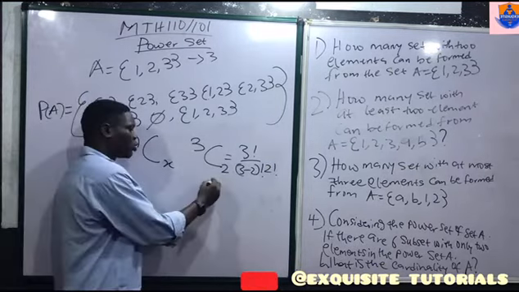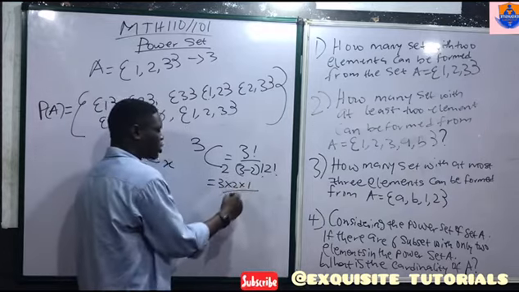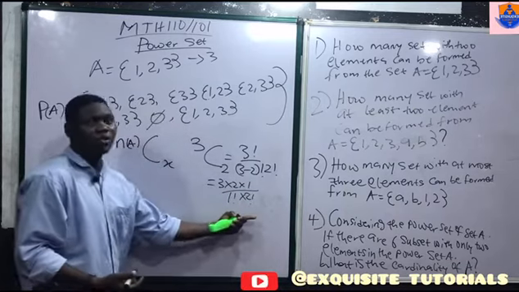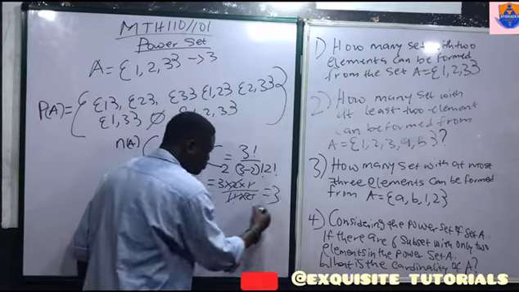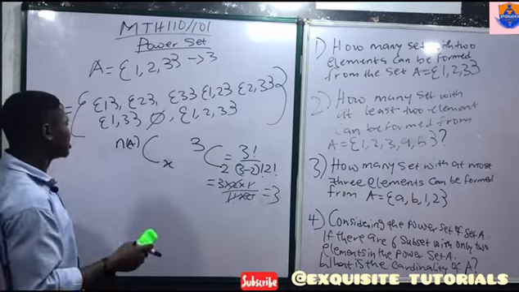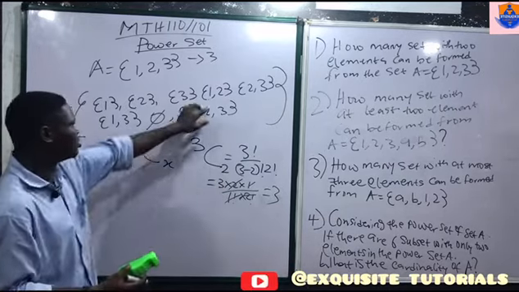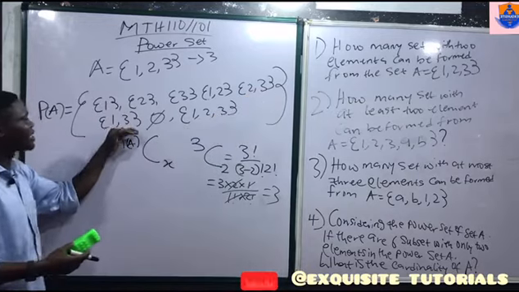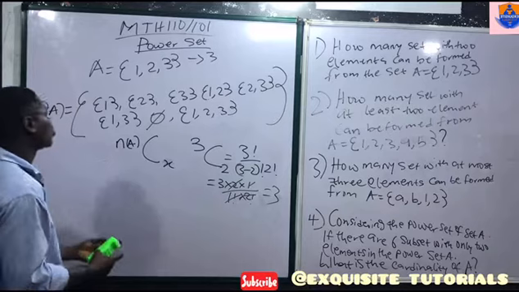Now our 3 factorial is 3 times 2 times 1, while 3 minus 2 is 1, so we have 1 factorial times 2 factorial. Our 2 factorial is 2, so this 2 cancels out, 1 goes, so we have 3. So this proves that the number of subsets in this power set that have 2 elements is 3. Let's count them. This one has 2 elements, 1. This one has 2 elements, 2. And this one has 2 elements, 3. So this proves our formula to be very correct.